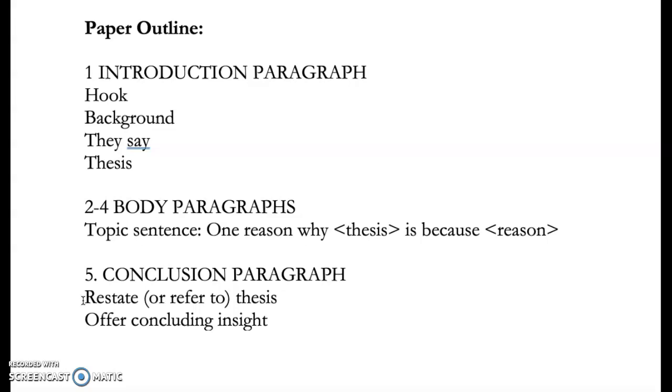So if you're feeling nervous, I suggest that you start at the thesis, write your topic sentences, and then why don't you just email them to me and let me take a look and make sure that you're on the right track. I hope this is helpful.